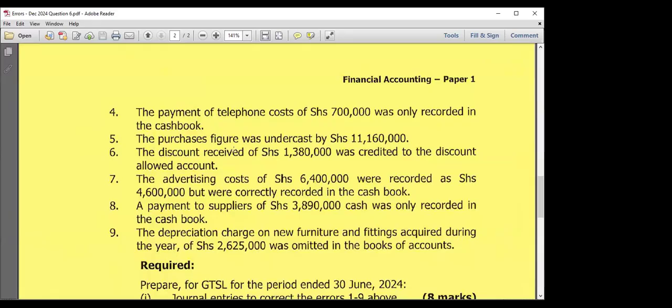Then number 5, the purchaser's figure was undercut by 11,160,000. Now this one, I expect all of you to know. Does it affect the trial balance or not? Just say no or yes, in the chat quickly. I'm already consuming your time. You're supposed to be off this call, but I want to run through these errors. Does it affect your trial balance or not?